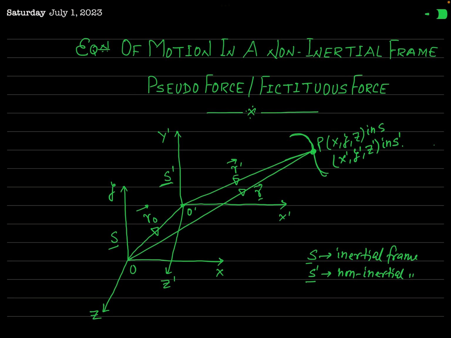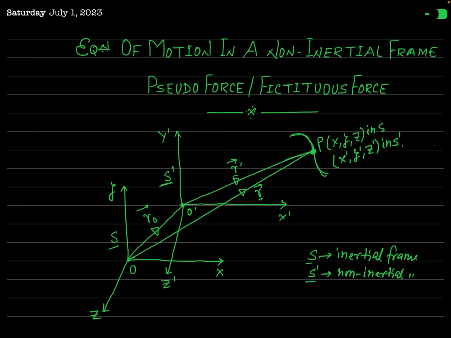I have also shown in this figure that at this time t, the position vector of the origin O prime of the non-inertial frame with respect to the origin O of the inertial frame S is r naught. So OO prime, which is the position vector of the origin of S prime with respect to the origin of S, is r naught. The position vector of the particle with respect to the origin of the frame S prime is r prime, and with respect to the origin of the frame S, it is r.